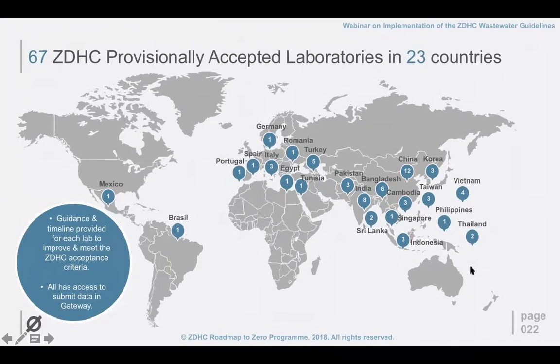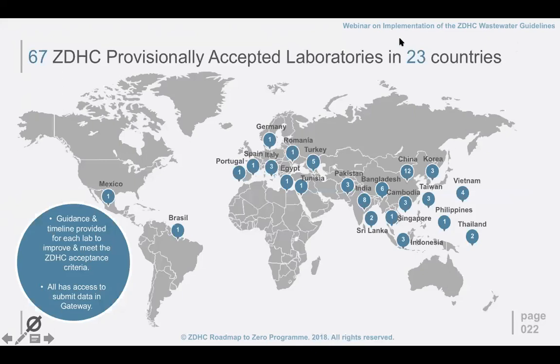Quickly on the laboratories, we've got 67 approved laboratories in 23 countries. We still need more laboratories. We have a shortage of laboratories in some areas of production, particularly in North and South America and Central America. But we didn't want to have just any laboratory analyzing the samples.